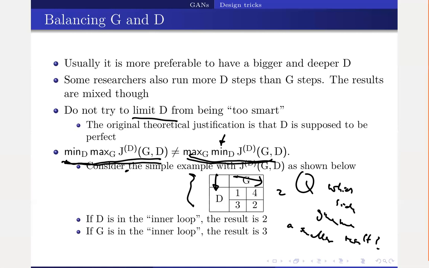On the other hand, if the generator goes first, then I maximize and get, on this side, four and three. Then I minimize vertically and I get three here. So you see that the one in the inner loop is really dominating. If we want the discriminator to be smarter, then we want to pick this one rather than that one. We want to put the discriminator in the inner loop.